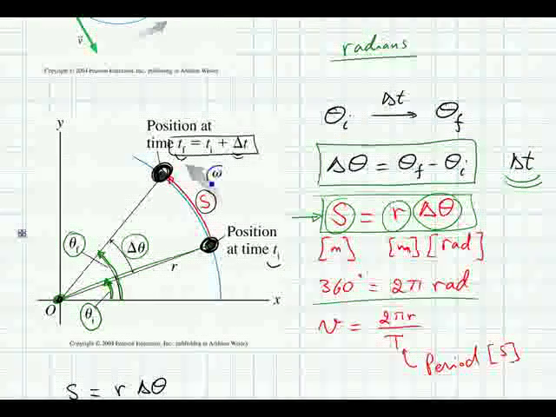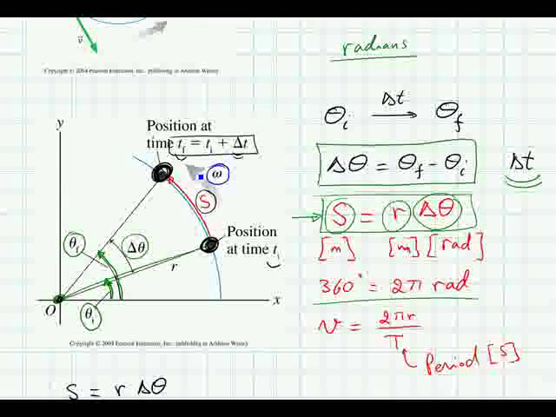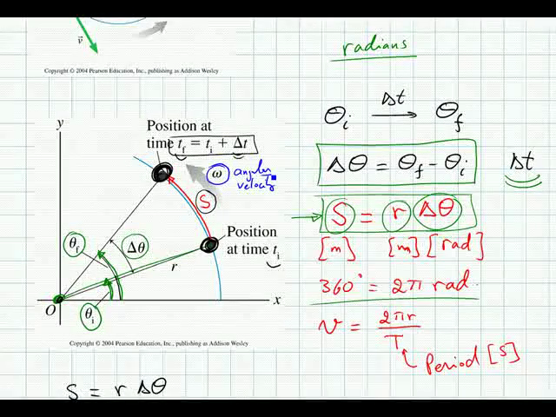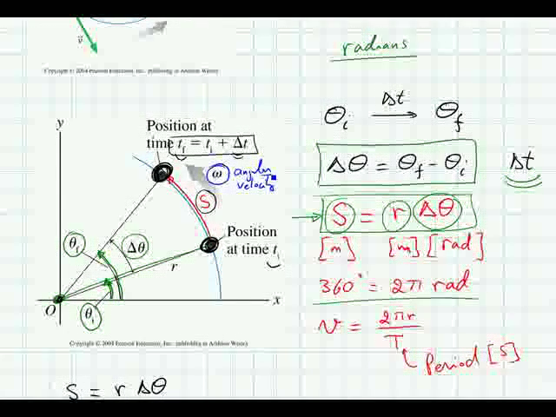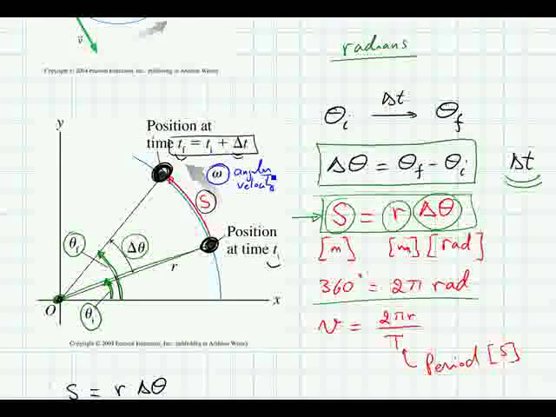In case you're wondering what this omega is doing here, the omega is something I'm going to introduce in just a second, and we call that the angular velocity of the object. So our object, recall, had a linear velocity v, and omega is the angular analogous property of the object.